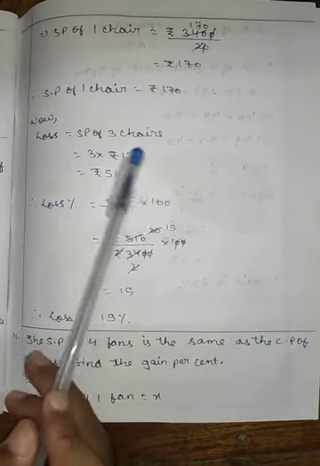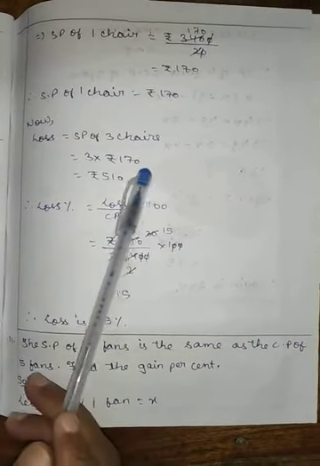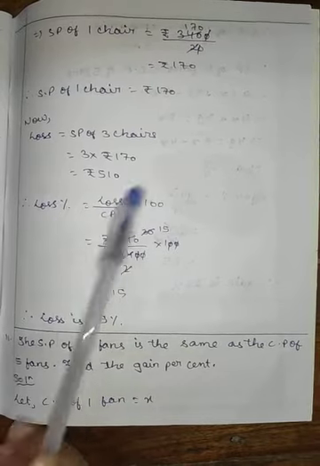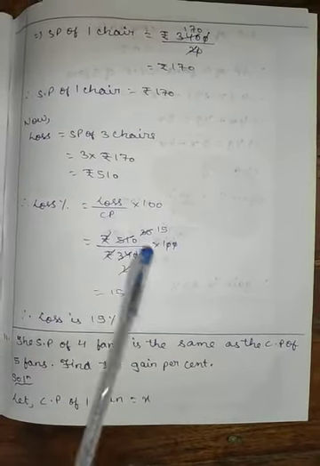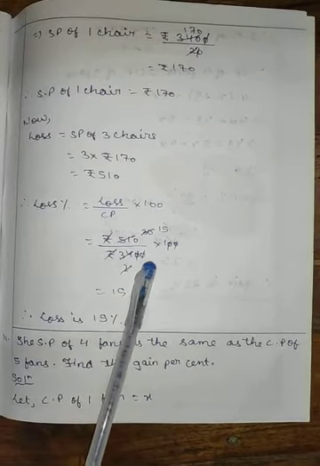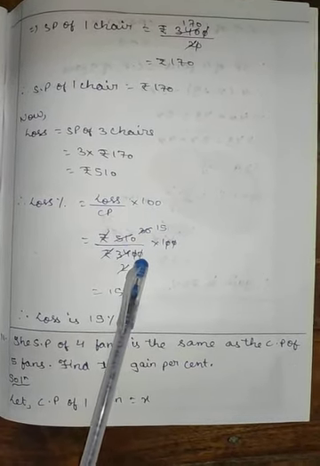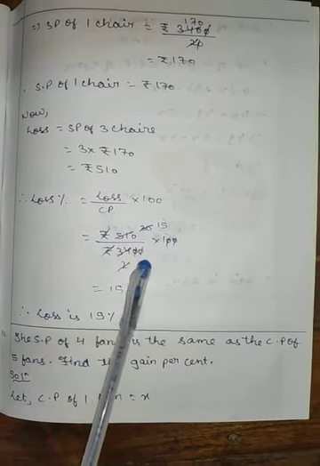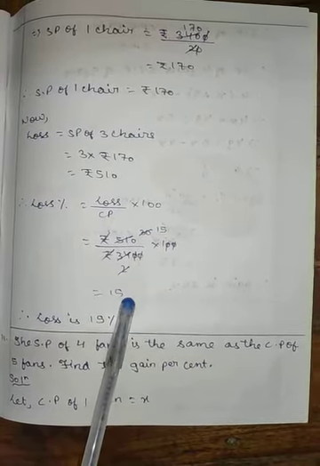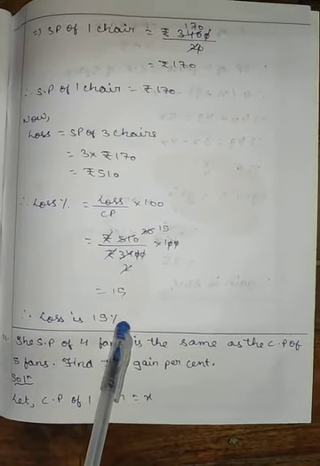Loss is equal to SP of 3 chairs, that is 3 into rupees 170. It becomes rupees 510. So loss percent is equal to loss by CP into 100. Rupees 510 by rupees 3,400 into 100. 0 cut. This one, you can cut directly also. Yeah, part by part also you can cancel it. The result is coming out 15. So the loss is 15%.